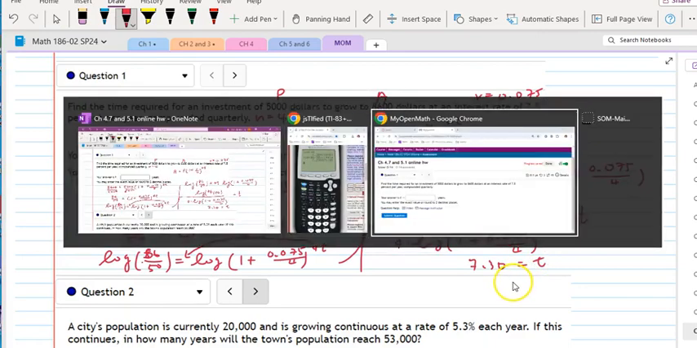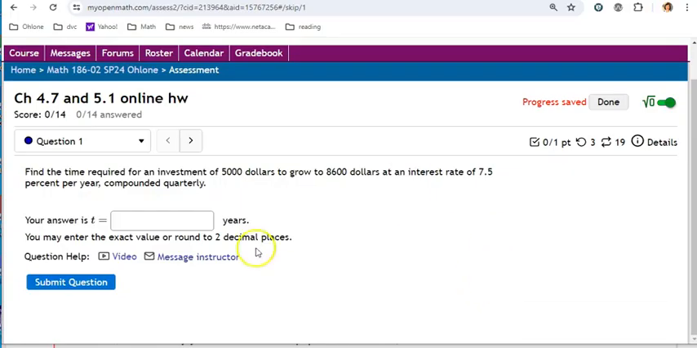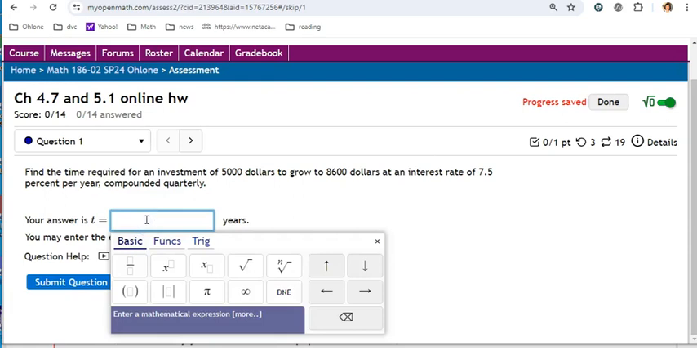So put in the round to 2 decimal places, 7.30.